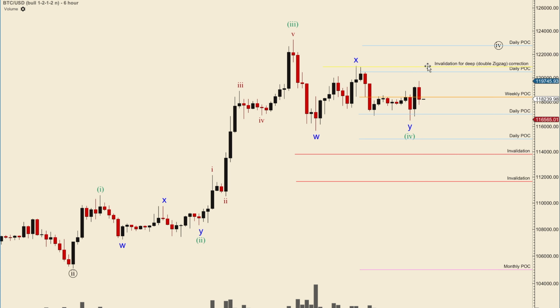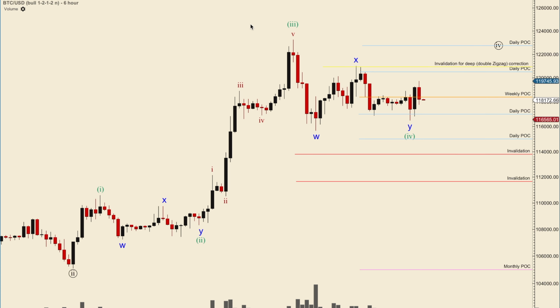And also, we had the invalidation for deep double zigzag correction, which means that it's not really probable to have another zigzag in wave Y. So, I mean, it's only probabilities and everything can happen, but you get the idea. And also we need to count this as an impulse up if we are finished here. And this doesn't count well as an impulse up. This is more a correction.